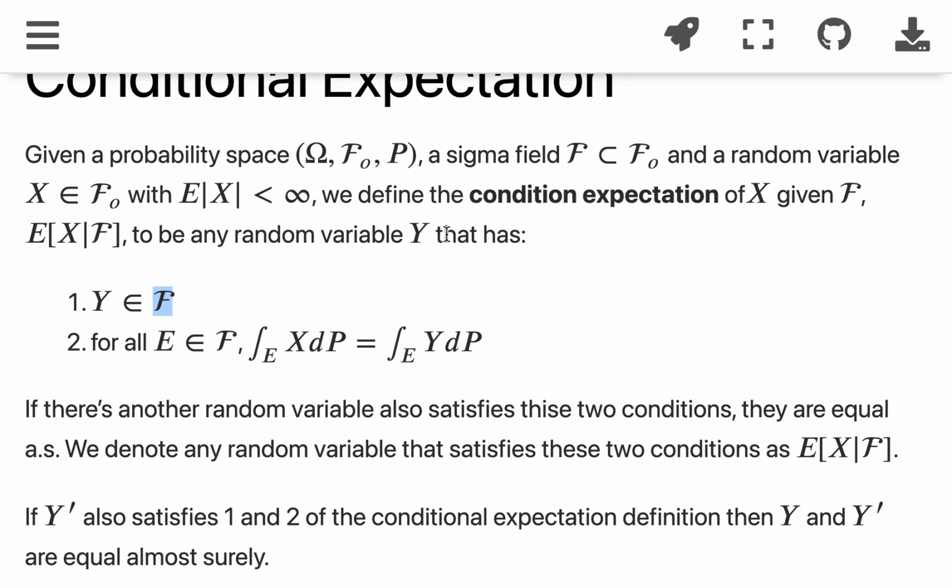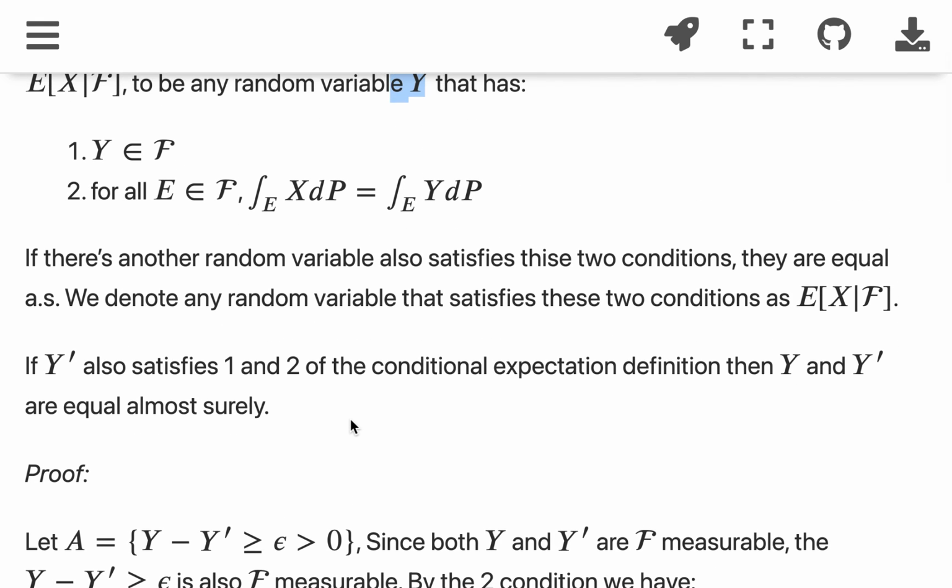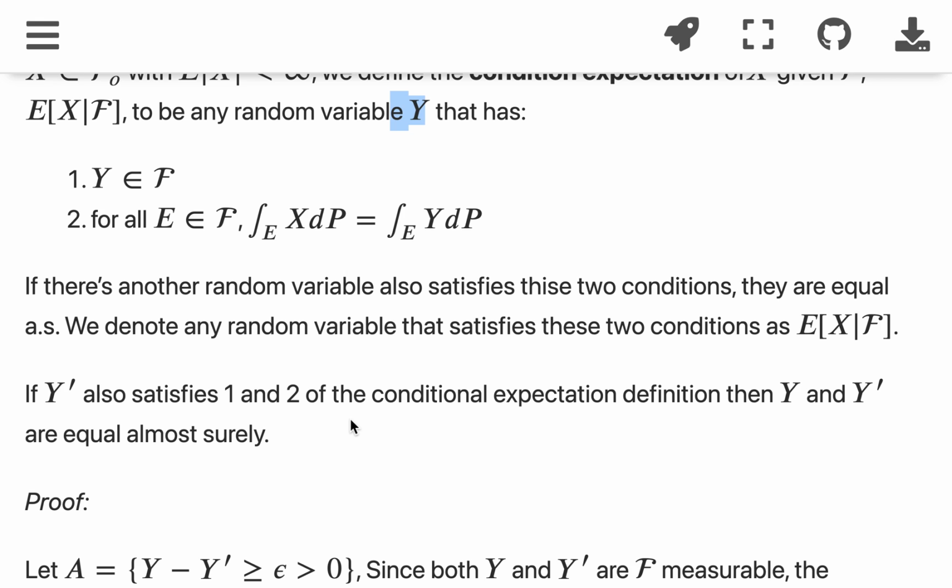And there could be many Y's. If we have two versions of Y, Y and Y prime, we will see later that these two actually are equal almost surely.